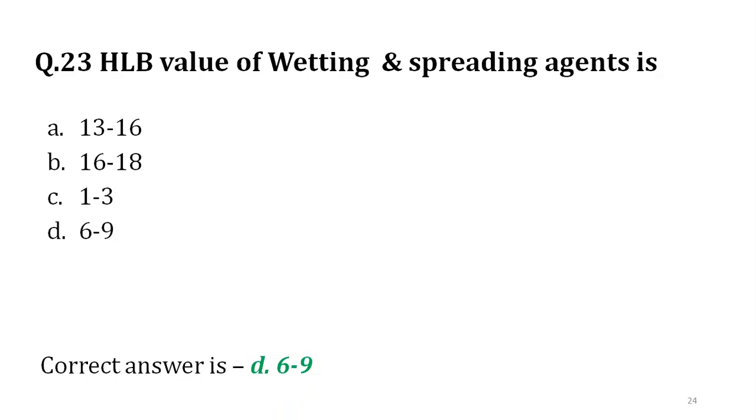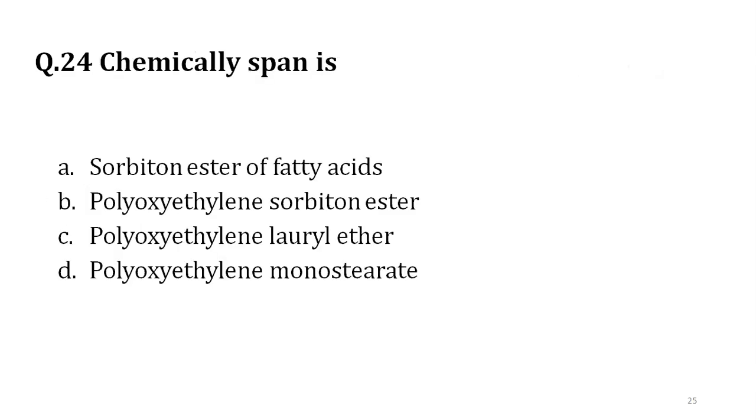Generally 1 to 3 is an anti-foaming agent. Then 3 to 9 is a W/O type of emulsifying agent. Then from approximately 9 to 17 is an O/W type of emulsifying agent. Between 6 to 9 is a wetting and spreading agent. Then between 13 to 16 are the detergents, and 16 to 18 is a solubilizing agent. So likewise, you have to remember. Here the range for the wetting and spreading agent is 6 to 9, so option D is correct.